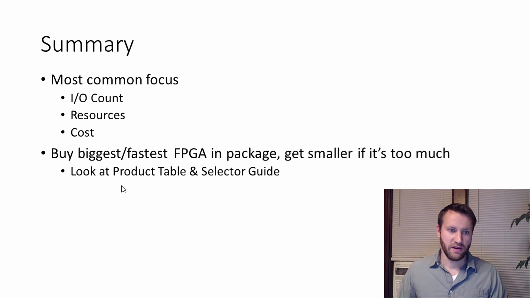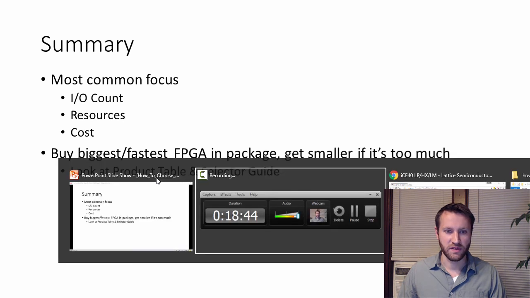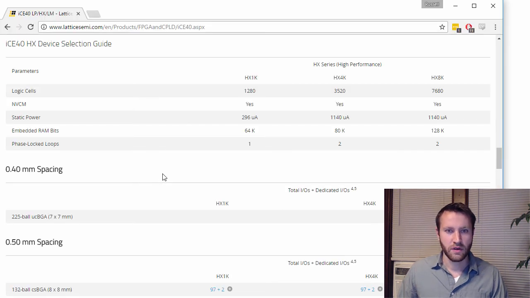And every vendor has some sort of product table or selector guide that'll weigh all of these things for you and try to tell you why their FPGA is the best. It's the lowest power, it's the cheapest, it's the fastest, everything like that. So here's one for Lattice, and I'm going to talk about Lattice because that's the one I used for the Go board. So I chose, again, something that was cheap.